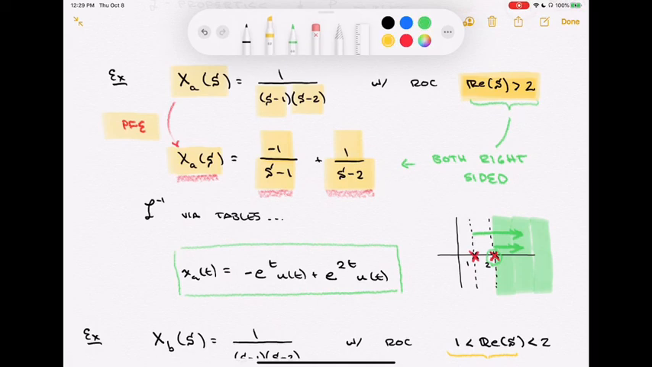We knew it was of the form e to the t or e to the 2t, just because of the root locations at 1 and 2. And now, because of the location of the region of convergence relative to those roots, I know that they're going to be causal u of t's. And then we just multiply by those coefficients. So I'm going to get minus e to the t u(t) plus e to the 2t u(t) as my time domain signal x_a of t, two right-sided components.